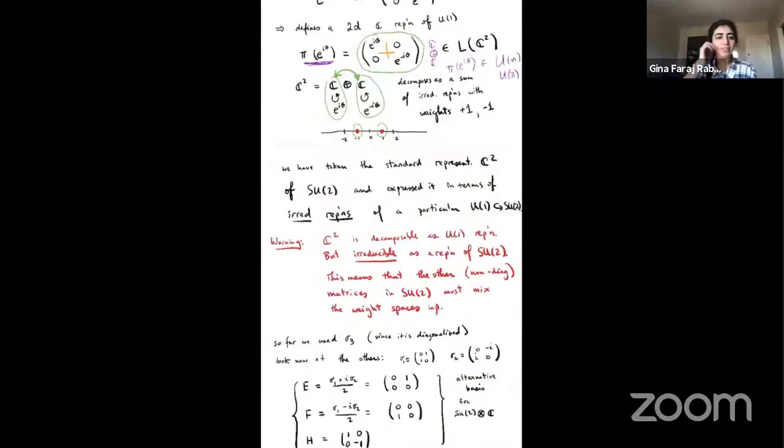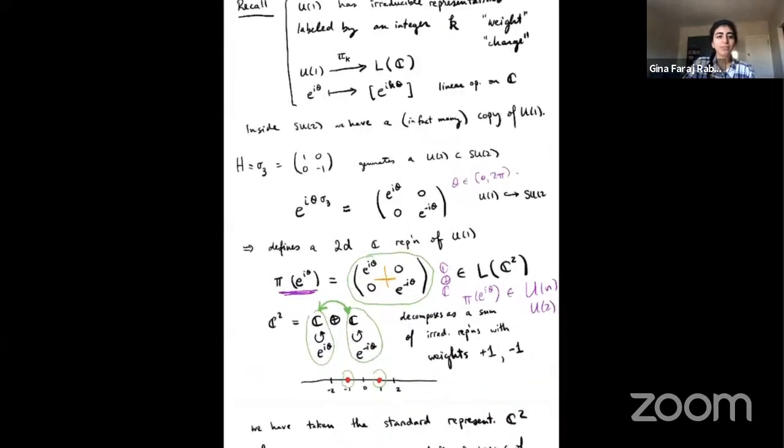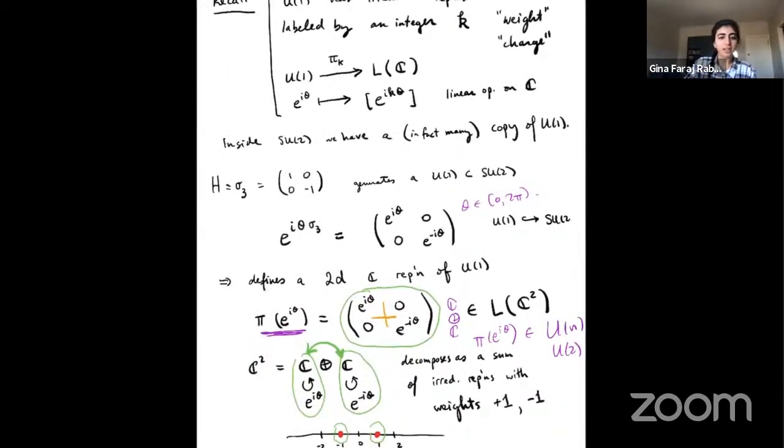Can I ask a quick question? Yeah, go ahead. If we were to choose a different sigma and the e's were in the off diagonal, could we still express that as the same sum? Yes, we would have to diagonalize it. All of those, if you take any one of those, we're going to get a unitary matrix. And those are always diagonalizable.